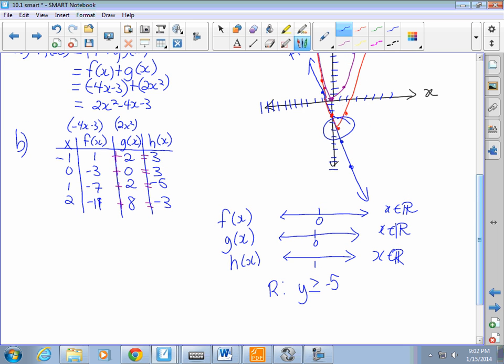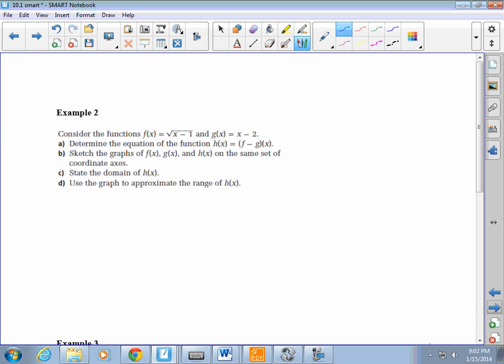I only had one question on that page. Oh good, it's on the next page. Okay. So example 2 says, consider the function f of x is equal to square root of x minus 1 and g of x is equal to x minus 2. Determine the equation of the function h of x is equal to f minus g of x.